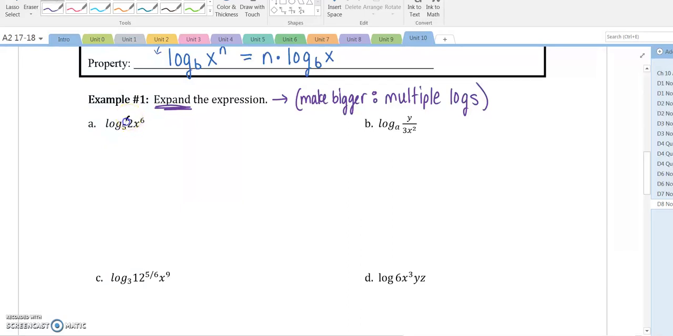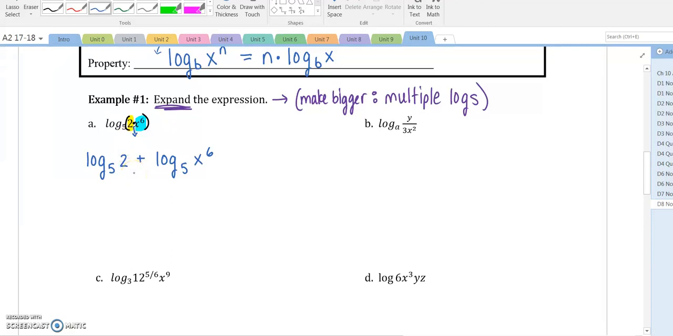So right now, this is what's inside my log, and there are two factors, two things you're multiplying. There's a 2, and there's an x to the 6th. That x and the 6th, they go together, because one can't exist without the other, right? So because I have two pieces, that means I'm going to break this log up into two logs. So I'm going to have a log base 5 of 2 and a log base 5 of x to the 6th. And since it's multiplication, multiplication always turns into addition, so I would change that to addition.